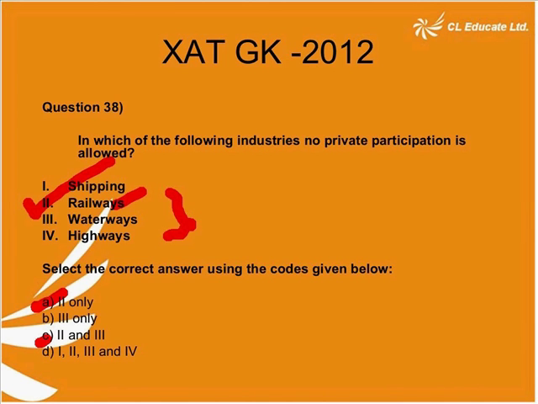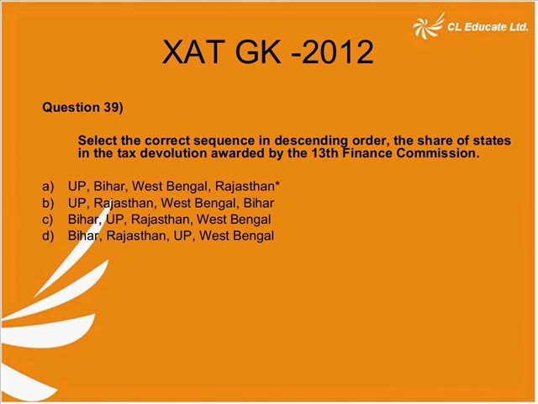So 2 only is the correct answer. Question number 39. Select the correct sequence in descending order of the share of states in the tax devolution awarded by the 13th Financial Commission. So what is the correct answer?